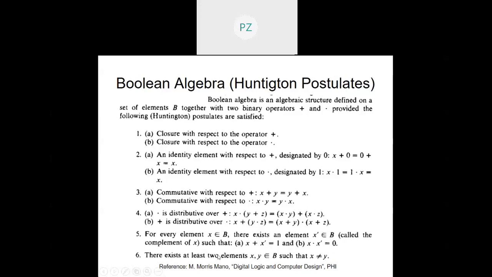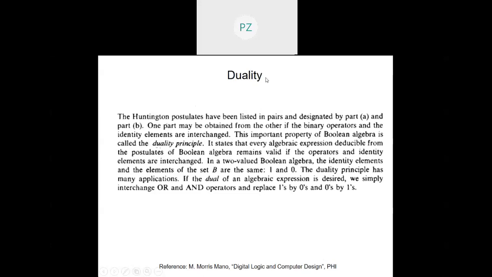And there are at least two elements on which this Boolean algebra is defined. Now if you notice one thing before we move on to the next slide, every Huntington postulate is given in two parts: A and B. We will see in the next slide that this is called duality. Let us move on to duality now.